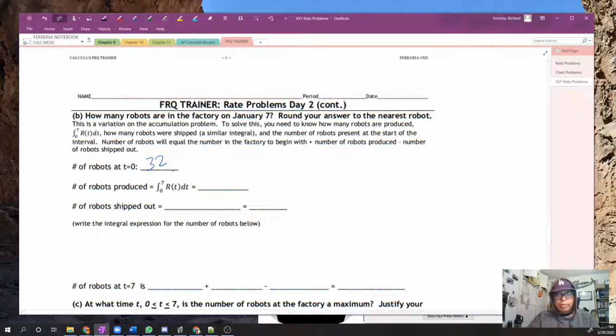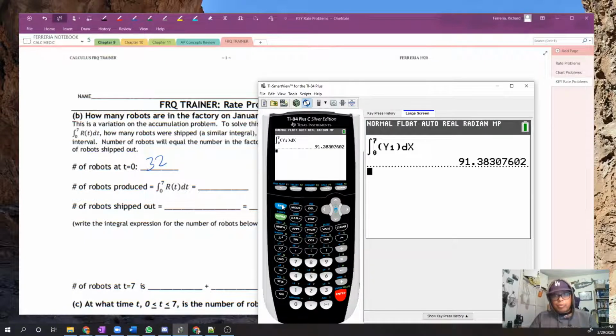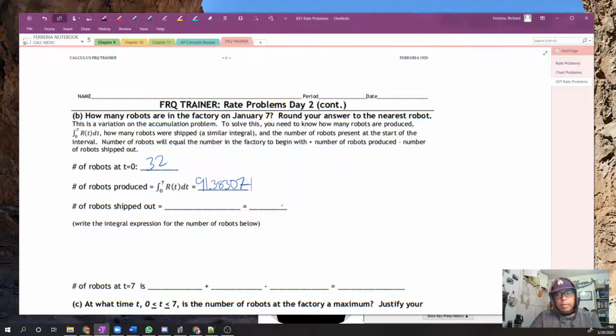Let's grab our calculator. You can see we've got that integral, which evaluates to 91.38307. Next, we calculate the integral for S over that same period. We get 44.65461. Over here on the worksheet, we'll go ahead and write how many robots were produced. Set up that integral to show how many robots were shipped out. Fill in the blank with how many robots were shipped out from that integral expression.